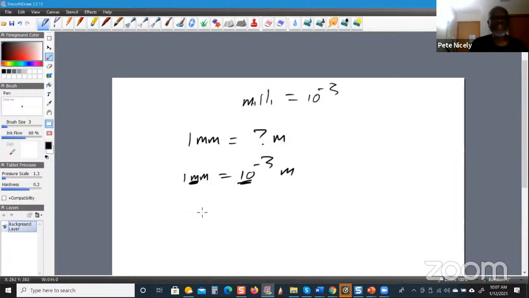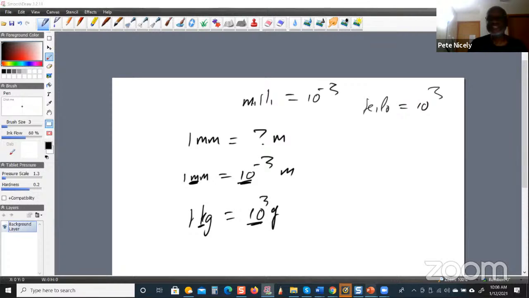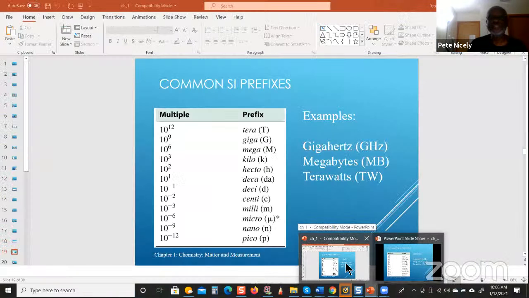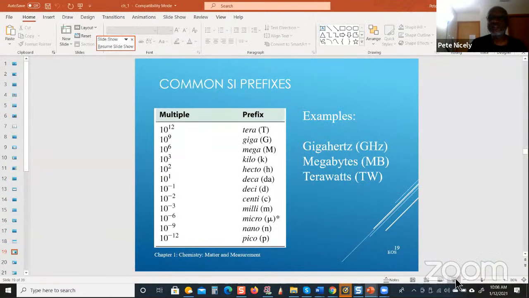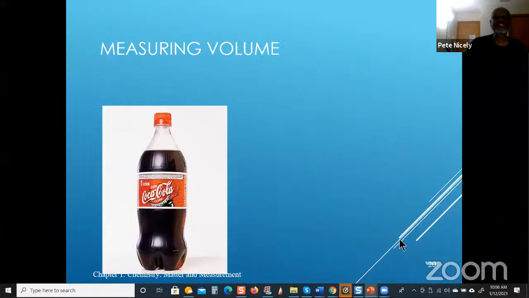Another example, kilo means 10 to the 3. So 1 kilogram is equal to 10 to the 3 grams, right? So therefore the kilo here represents 10 to the 3, all right? So that just shows you how to use the prefixes along with the basic fundamental metric unit. Okay, so with that said, let's move on now to the next slide.